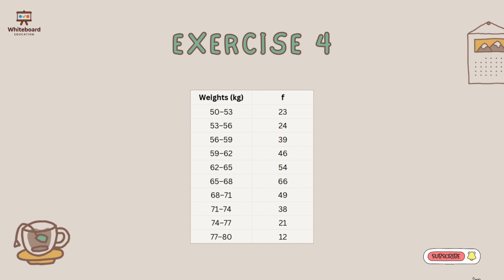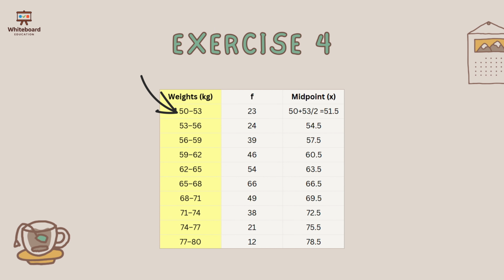First of all, we will use the weights, i.e. class intervals, to find the midpoint: the lower limit plus the upper limit divided by 2. Then, we calculate the total frequency, which is 372.